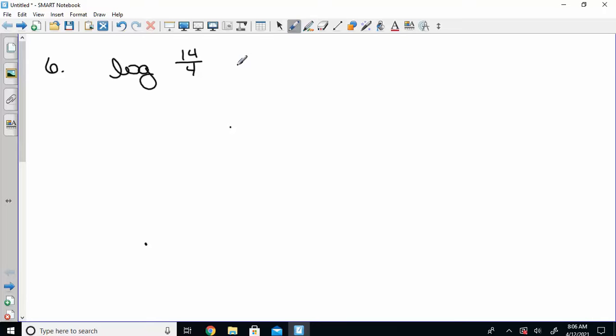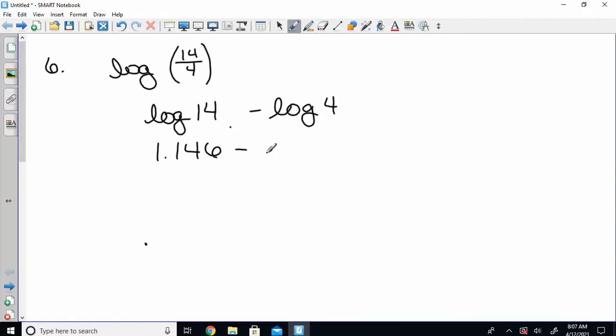So, what I want you to do is the properties of logs. If you have the log of something divided, how do you break that apart? So we would do the log of 14 minus the log of 4. And then I told you in the directions what I want you to use for those values. The log of 14, I want you to do 1.146 minus log of 4, I told you to do 0.602. So subtract those things and you get 0.544.